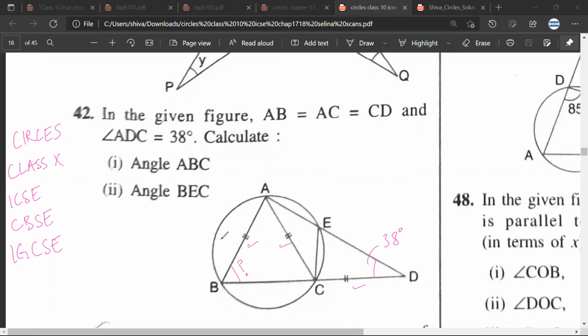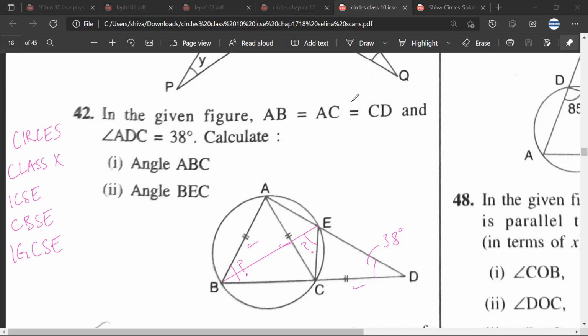The second question is BEC. Basically, you have to join these two lines and find angle BEC. Yes, Mr. CB, how should I solve the question?